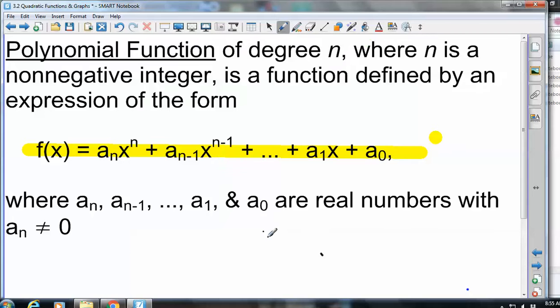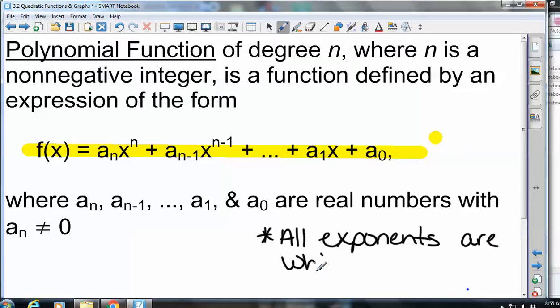In a polynomial, all exponents are whole numbers. That means if it's a polynomial, you will not have a negative exponent. You will not have a fraction exponent. You will not have a decimal exponent. You won't have the variable in the denominator because that's like a negative exponent. So if it's a polynomial, all of your exponents on your x's are going to be like 0, 1, 2, 3, 4, and so on.